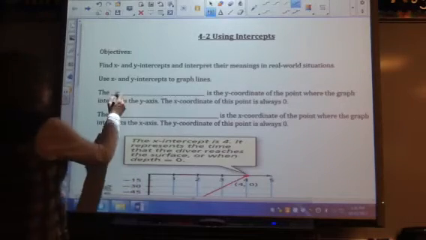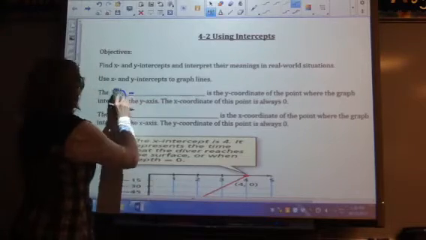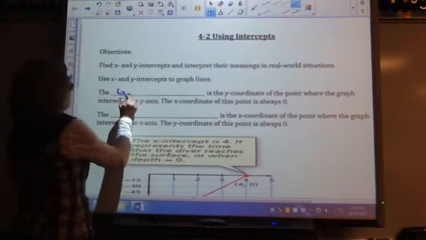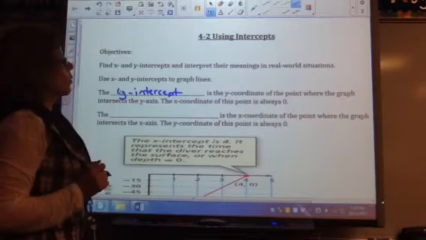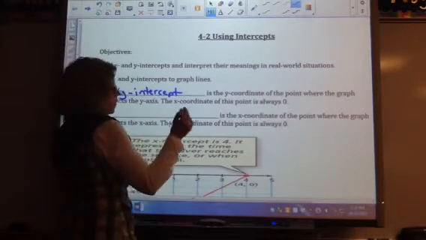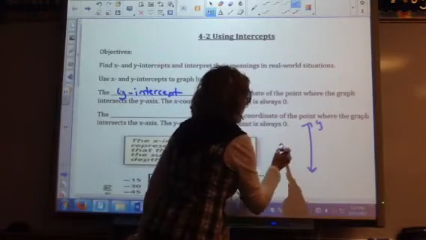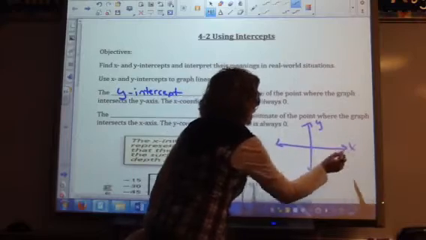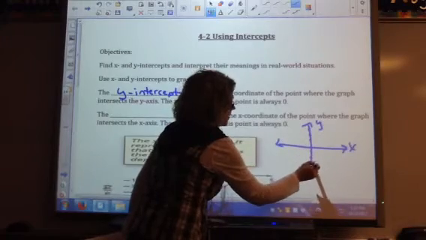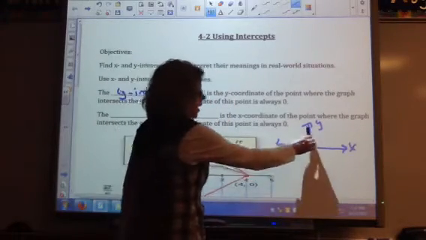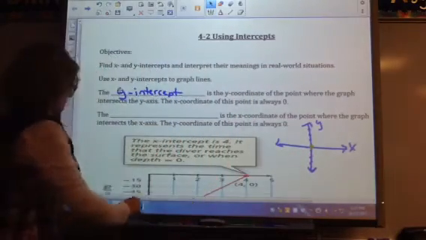Okay, so the y-intercept is the y-coordinate of the point where the graph intersects the y-axis, okay? And then your x-coordinate would be 0. So if this is your y-axis and this is your x, your y-intercept is going to be on this axis. So your y-intercept number can change, but your x value will always be 0, okay?